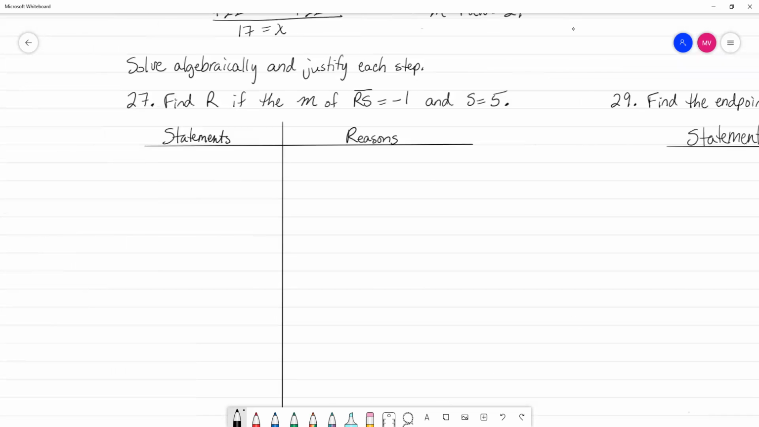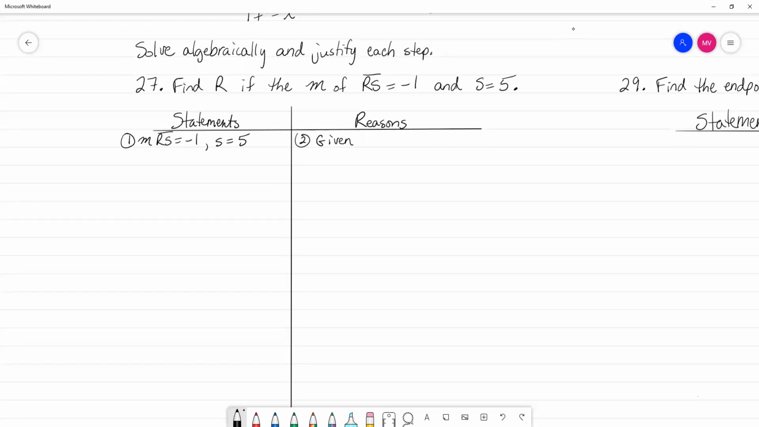All right, so 27 tells us to find R if the midpoint of line segment RS is -1 and S equals 5. So there's a couple of things we need to start off with. First, we are given that the midpoint of RS is at coordinate -1, and the coordinate at point S is equal to 5. So that's one of our endpoints. So that is given.